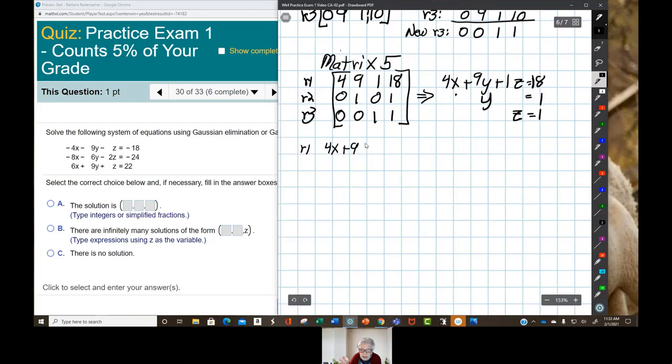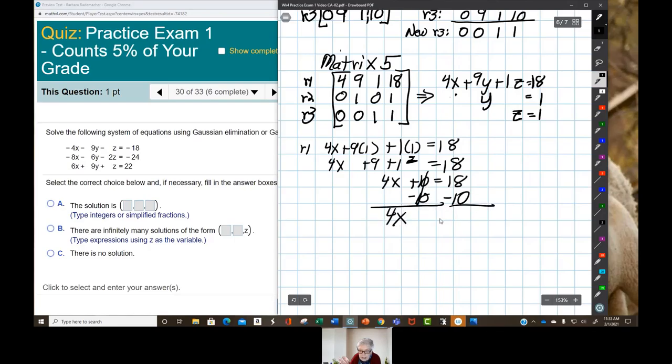4x plus 9 times 1 plus 1 times 1 equals 18. And so 4x plus 9 plus 1 equals 18. So 4x plus 10 equals 18. Subtract the 10, subtract the 10. 4x equals 8. Divide by 4, divide by 4. X equals 2. Woohoo! So, 2, 1, 1.